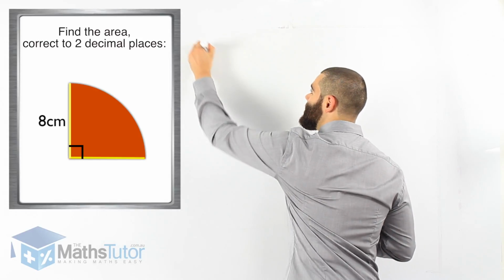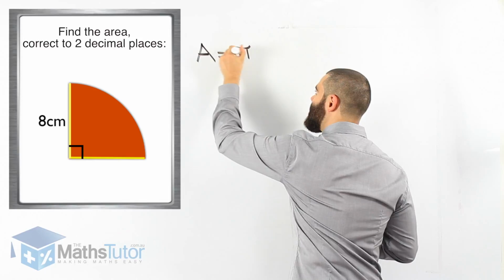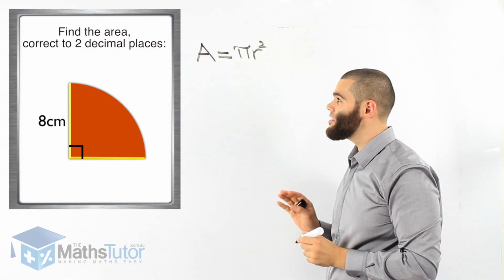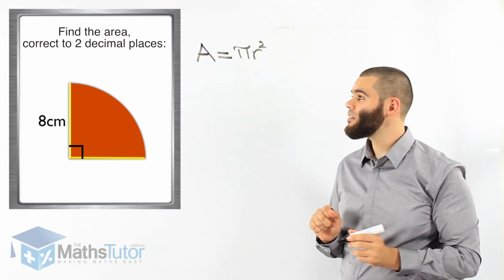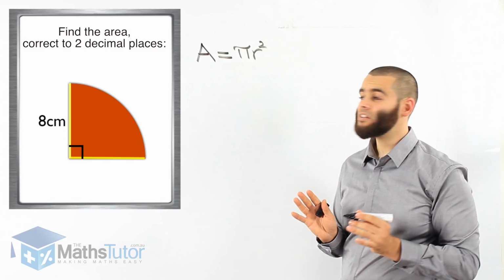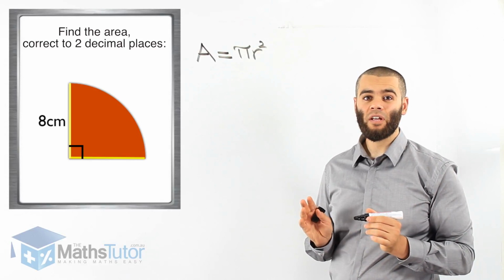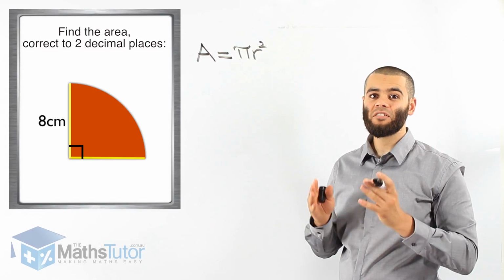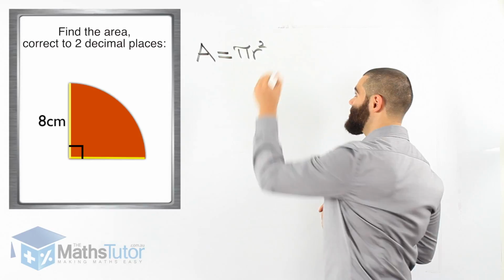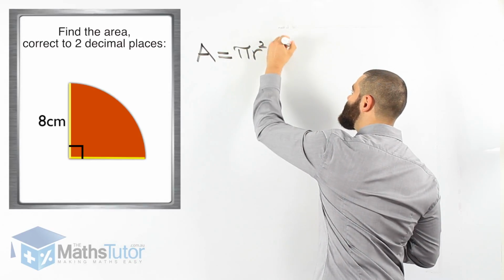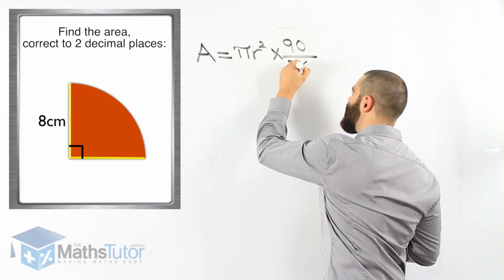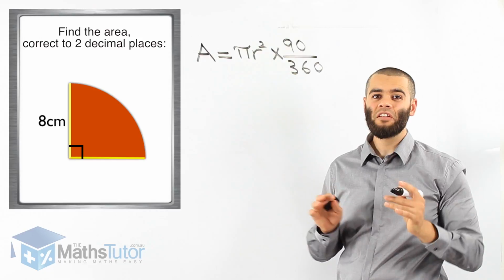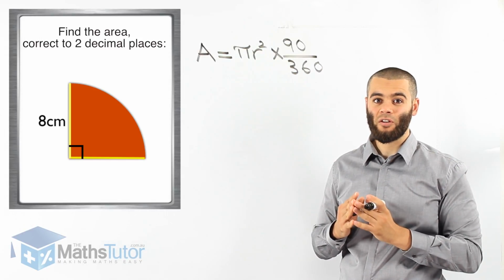A equals pi r squared. That is for a full circle. We notice here in this figure that this is a part of a circle. We can tell that it is actually 90 degrees, 90 degrees out of the full circle, 90 out of the 360. So we multiply our formula by 90 out of 360 degrees, meaning we only want to work out 90 degrees out of the total 360 degrees.